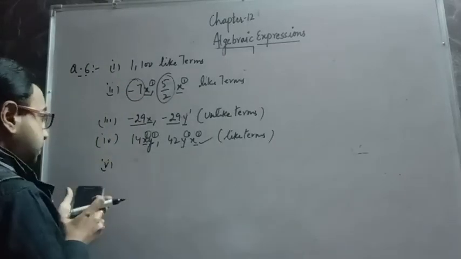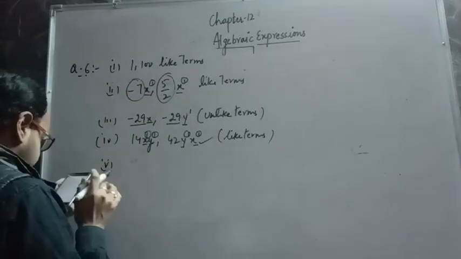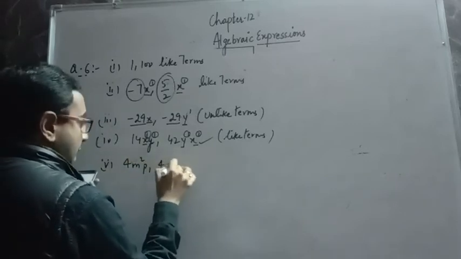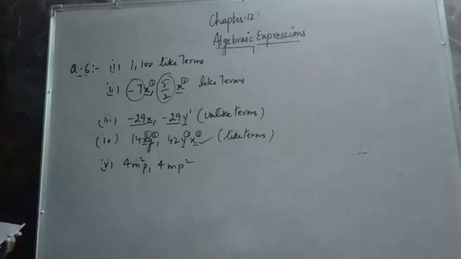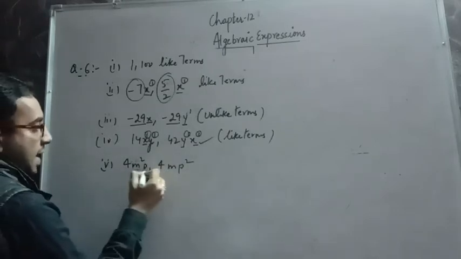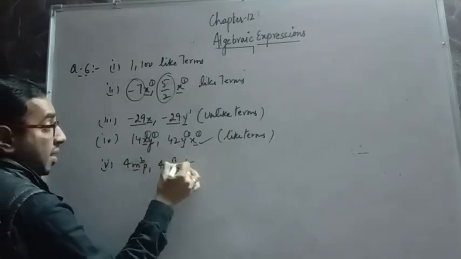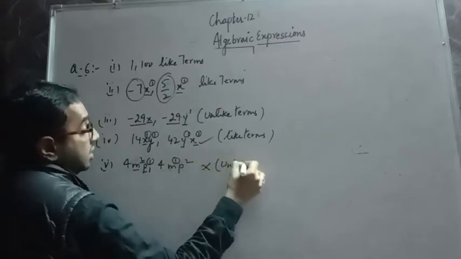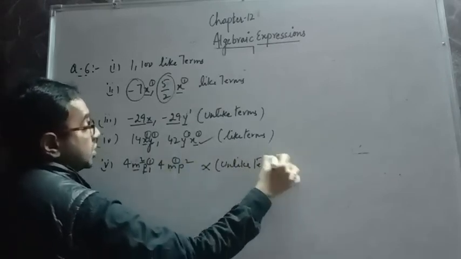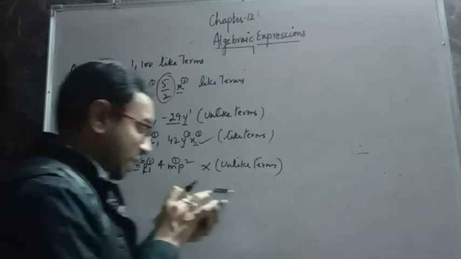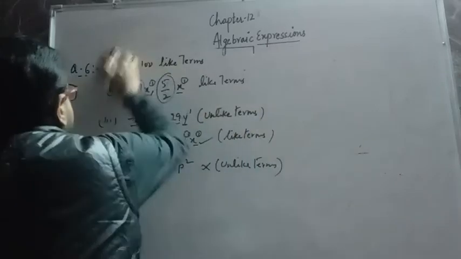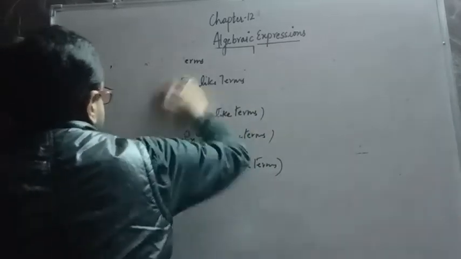Fifth, it's 4n square p, 4np square. Yes, now see. n square p, np square, but n square, n power 1, p power 1, p power 2, unlike terms. I hope you can do the rest of the questions. Clear? Question number 7. Identify the like terms in the following. You can do this question, it's very easy.